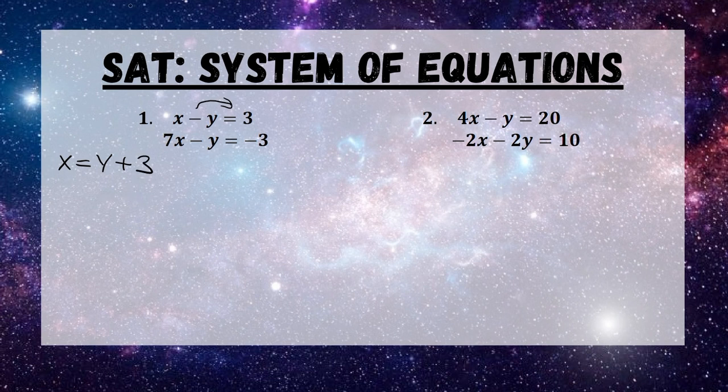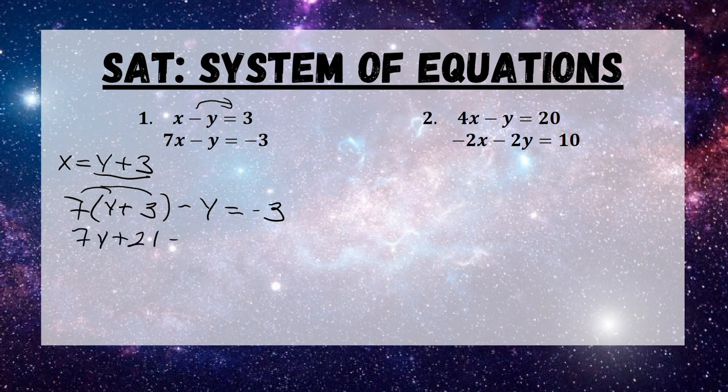Now that we have an equation for x, we're going to plug this in for x in the other equation. We have 7, and then instead of x, we're going to plug in what x is equal to, which is y plus 3. So 7 times (y plus 3) minus y equals negative 3. Now we're going from an equation with two different variables to an equation with one variable, and now we can solve for y. The first step here is to distribute the 7 inside the parentheses. That's going to give us 7y plus 21 minus y equals negative 3.